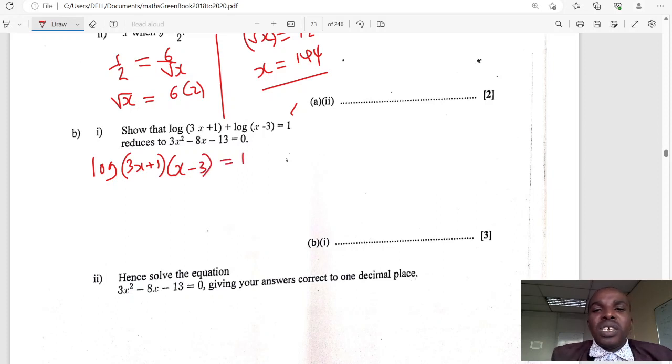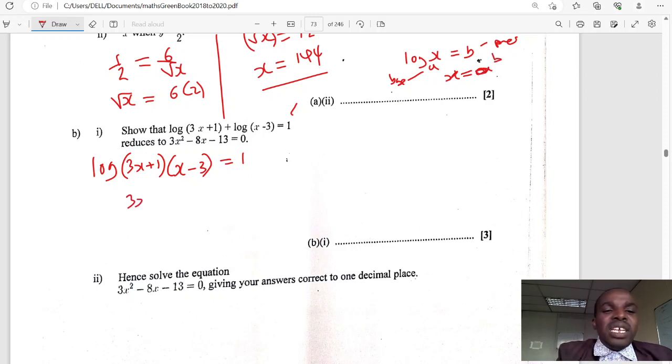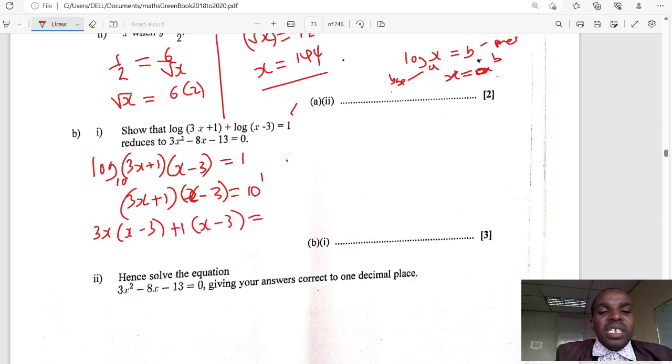Then apply index form. It's log x base a is equals to b. It will be x is equals to, then this a is the base, and b will be the power. So it will be a base to the power b. That's the same concept. So it will be 3x plus 1 times x minus 3. Then the base is 10 here. So it will be equals to 10 to the power 1. Like this. The first bracket multiply the second bracket. We have 3x multiply x minus 3, then plus 1 multiplies x minus 3 is equals to 10.